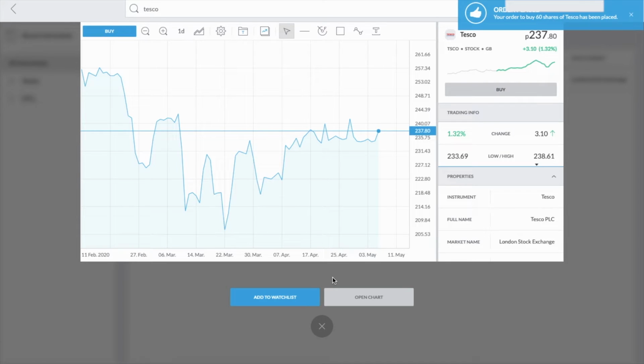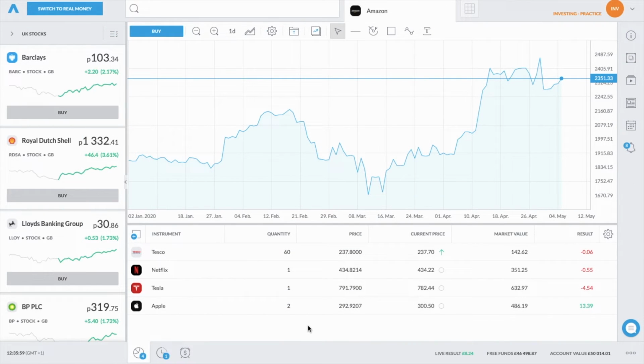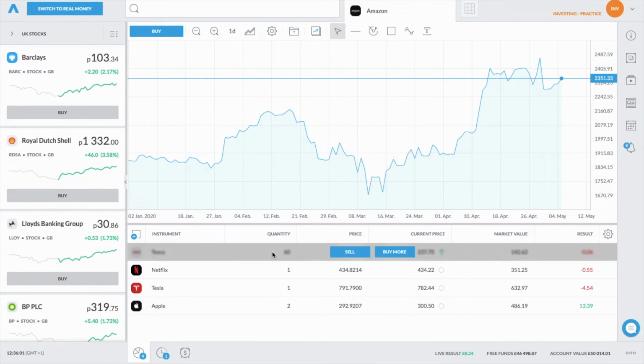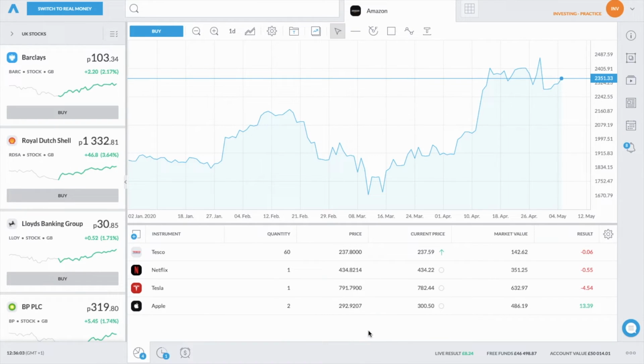And then you can see that the order has automatically placed. So let's take a look at that over on our portfolio. And then in here, you can obviously see the quantity that you've purchased. You can see the price, what the current price is, your market value, and your result.